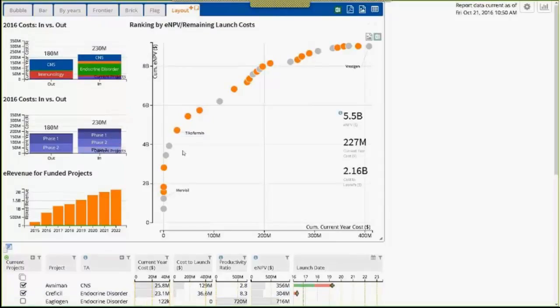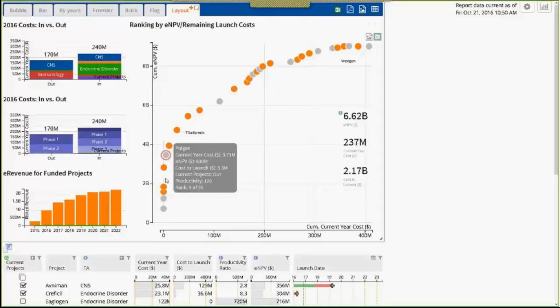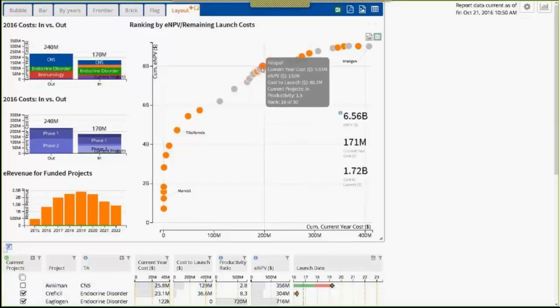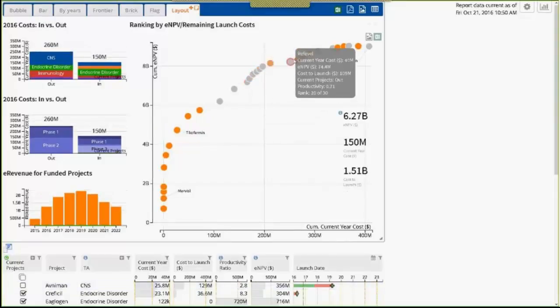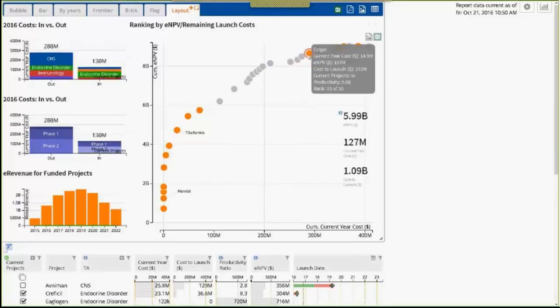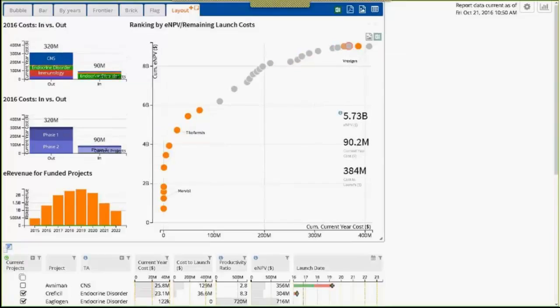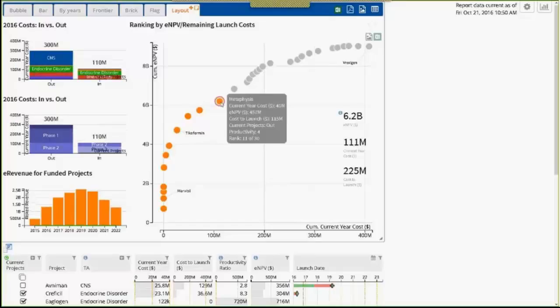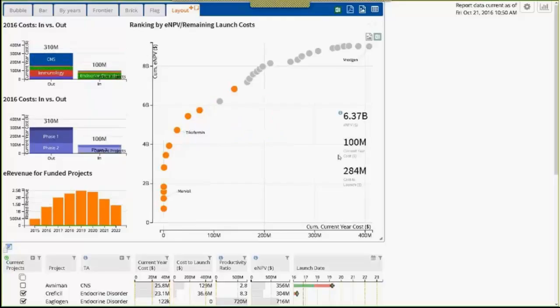So we can see here, if I decide to fund all of those projects, basically turning them orange here, that are less than $100 million of current year cost, we'll see what we've done to the portfolio here. So you can see here I have just $71.5 million in current year cost. And if I fund the next project, I've broken the budget. But I can fund the next one, get us exactly to $100 million.